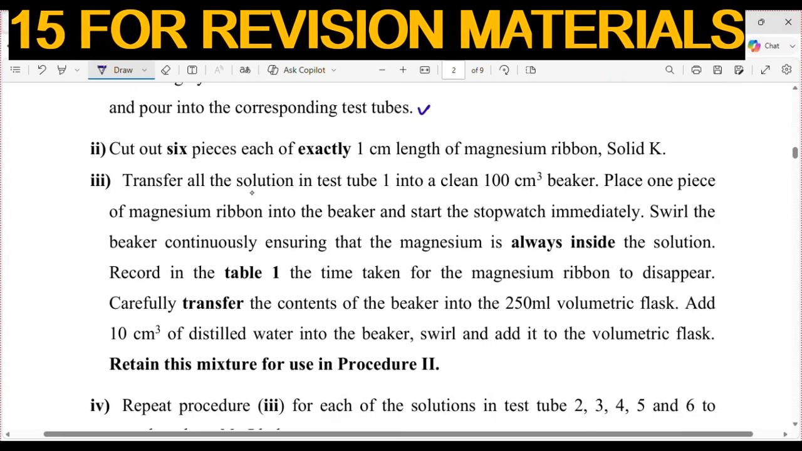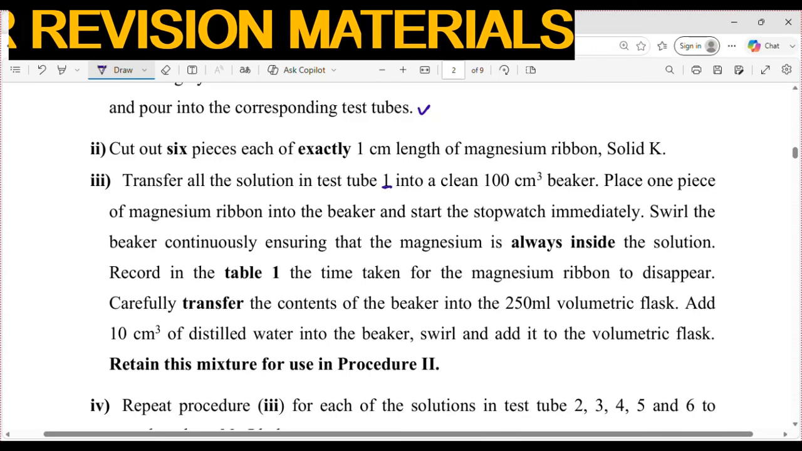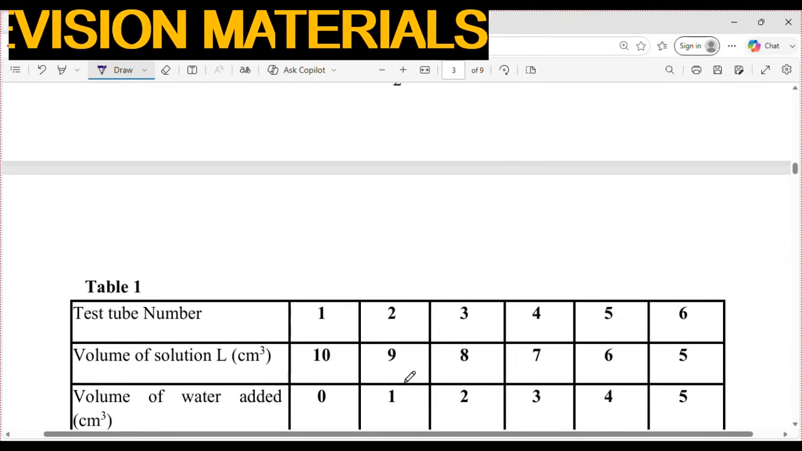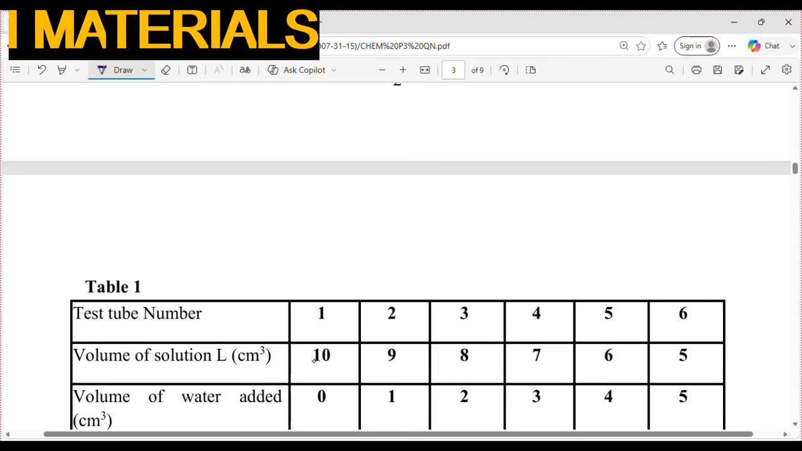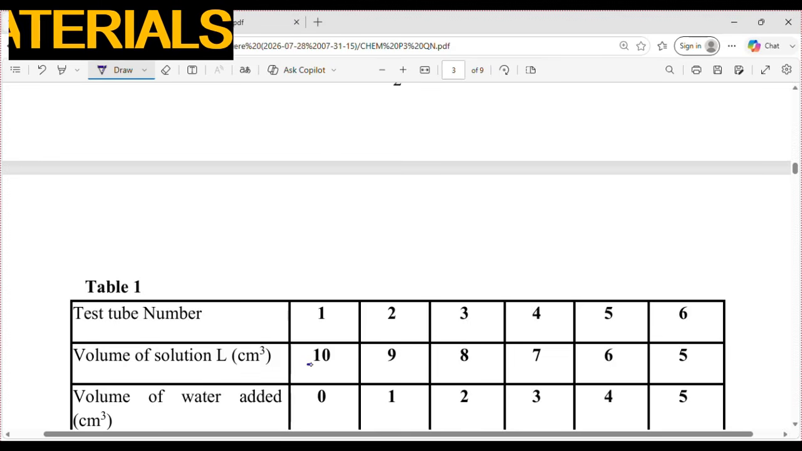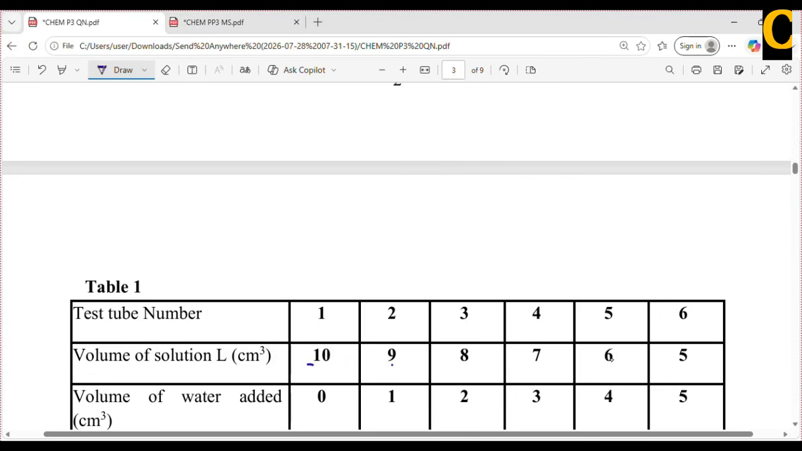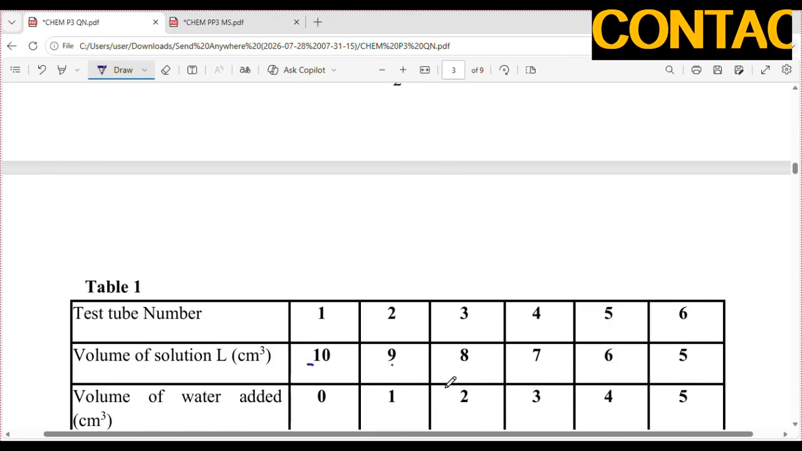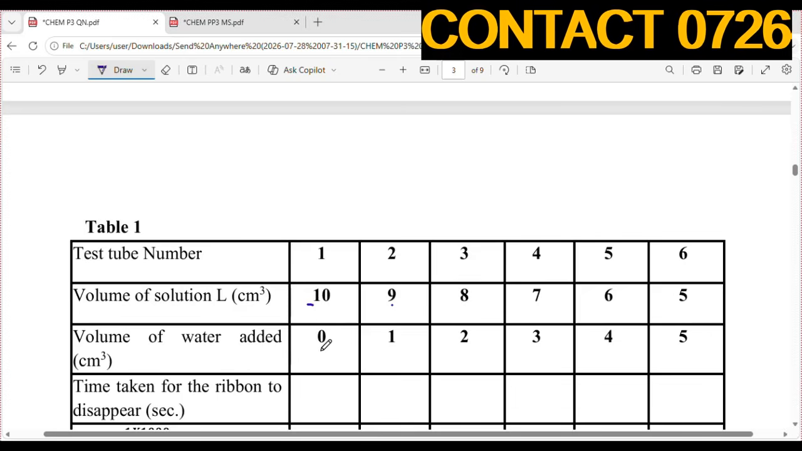Then step 3 is the most important, what you are supposed to do. Transfer all the solution in test tube 1. Now you have measured all the solutions into test tubes. You have 10 centimeters cube of solution L, 10 centimeters, 9 centimeters, up to 5 centimeters in test tube 6. So in the first one you will add 0 water.